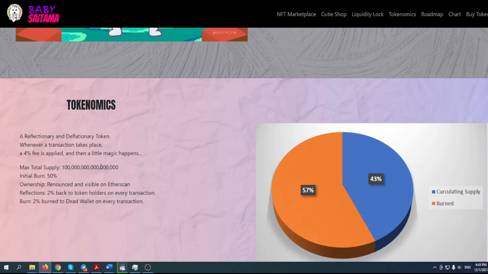Reflections, 2% back to token holders on every transaction, and 2% burned to dead wallet on every transaction. So more trading, more tokens will be burned. Actually, this is great, right? So yes, current supply is really huge, right? So you cannot expect $1 worth of a single coin token, but in the future, who knows what's gonna happen. There is definitely a trend that this will go higher, definitely.